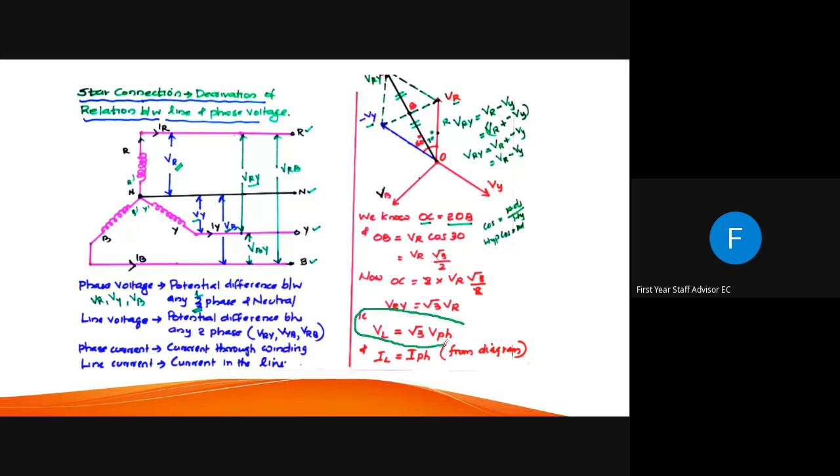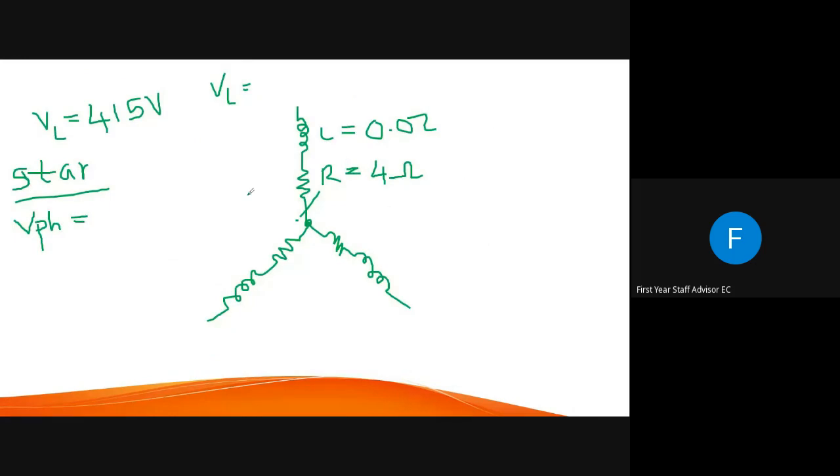VL is equal to √3 V phase. In star connection, VL is equal to √3 V phase. So what is the formula for V phase? VL divided by √3.